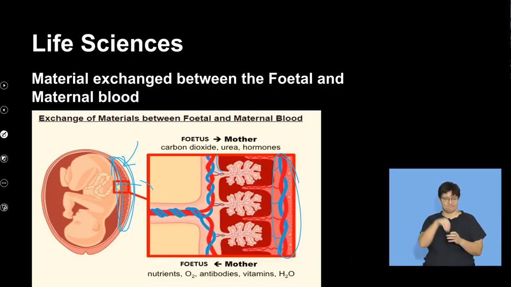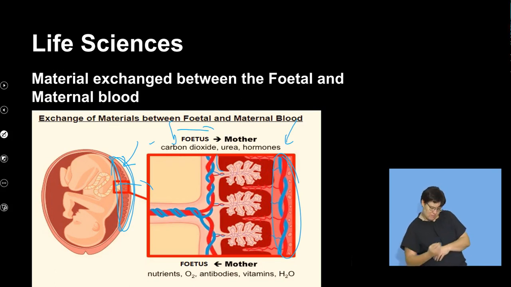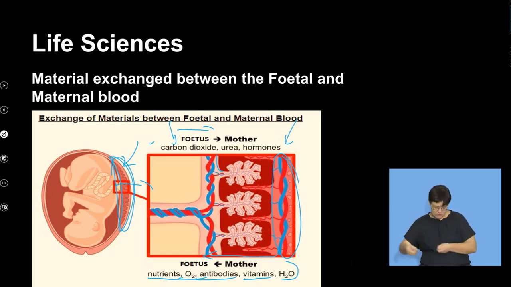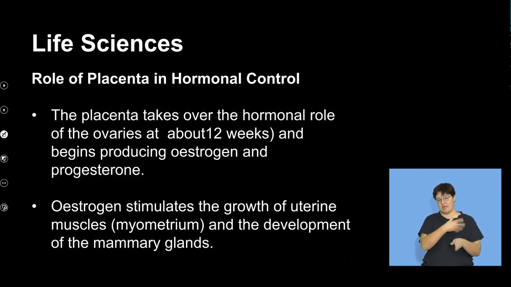So this image encapsulates what we've just discussed. We're seeing that this is the fetal blood supply, and we're seeing the maternal blood side here, and we're looking at how the diffusion of carbon dioxide and urea occurs from the fetus to the mother, and below this we see the diffusion of nutrients, oxygen, antibodies, vitamins and water from the maternal blood supply into the fetus. And this is an important process that ensures that the baby remains healthy, waste products are removed, and the baby can achieve the correct development through the exchange of nutrients and waste products between the fetal and maternal blood supply.